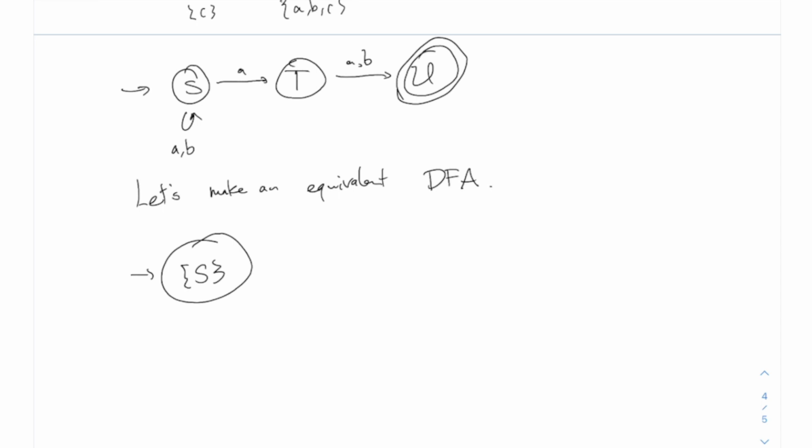The A arrow from the set of S. You want to consider what are all possible states I can reach by doing an A from here? What do you say? Yeah? S, T, and U. I think it's just S and T. So you think of, from here, if I do a single A, where can I end up? And you can't make it all the way to U by doing a single A from here, right? So this will be S and T.